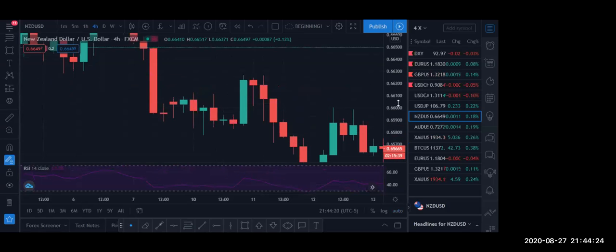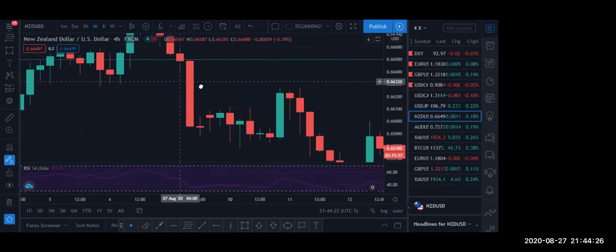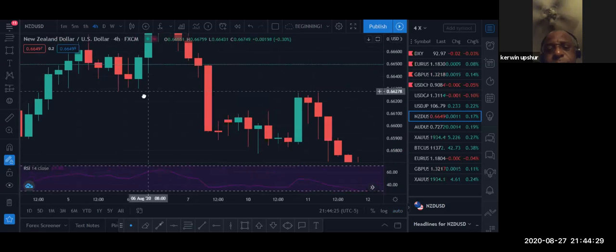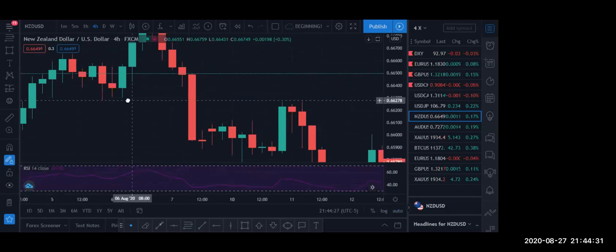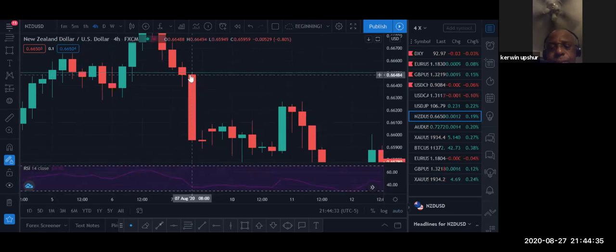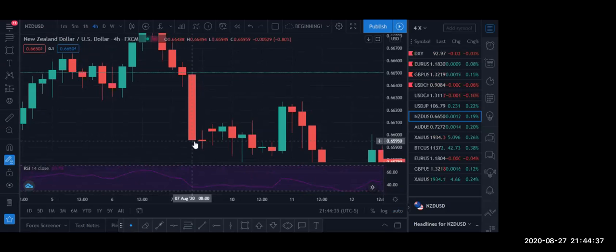But imbalances, let me go over that real quick. An imbalance is when you see a very, very big candle like this. This is a very, very big candle, basically saying that it was nothing but sales. Okay, so I'm gonna mark that off with a rectangle.